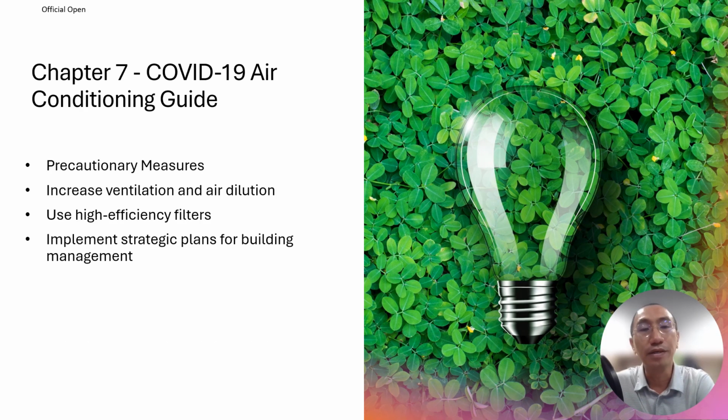Then the air conditioning guide will be on the preliminary measurements, increase in ventilation or air dilution part of it, and how this regulation go on the air dilution. Then you increase on your high efficiency filters, how you actually do that with higher efficiency filters like MERV 14, etc. Then implementing the strategic plan for the building management. So those will be the key important thing that you will need to look out for during chapter 7.